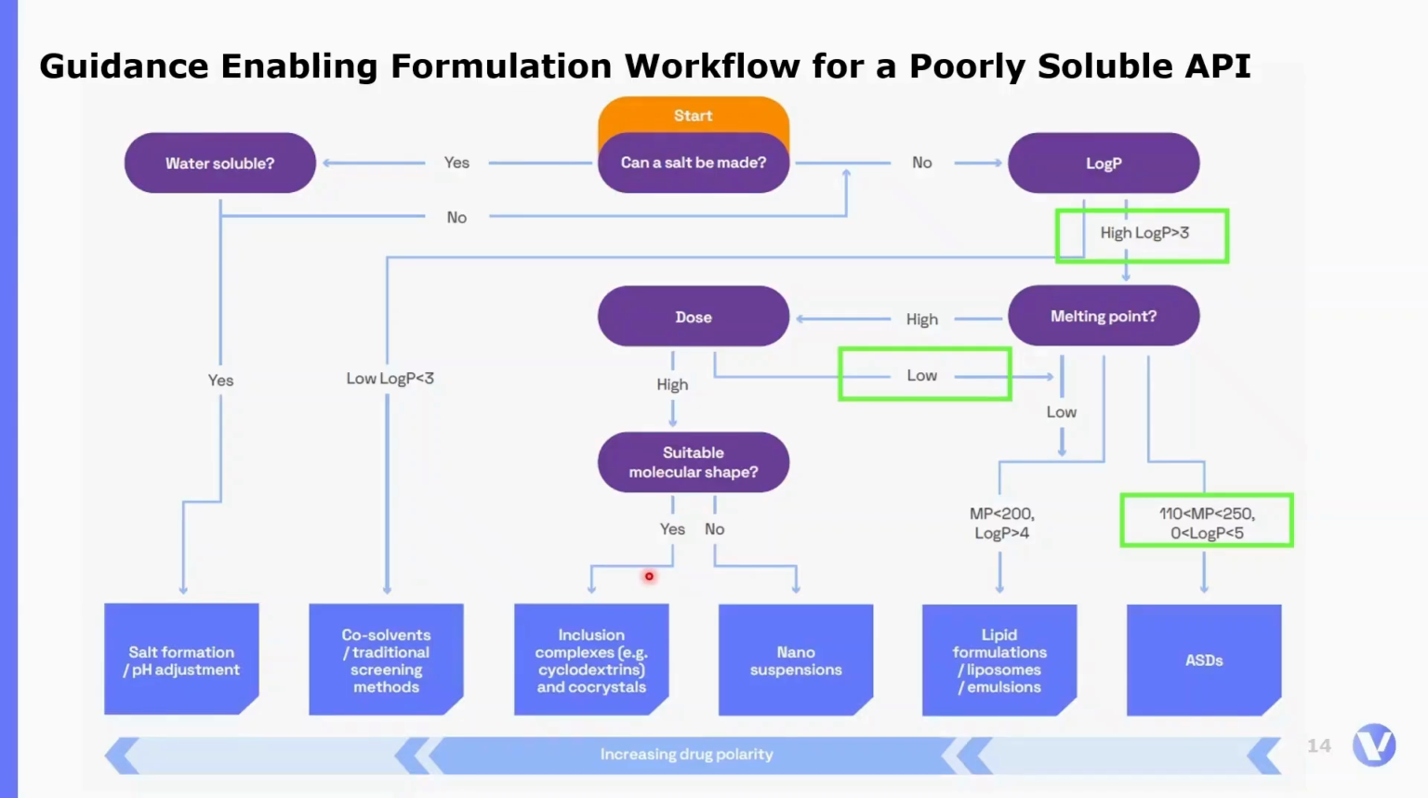The answer really depends on the specific property of the API. At Amorphous, we have developed a formulation workflow. The physical property of the API can guide us on the choice of the final formulation. This workflow includes a wide range of technologies such as salt formation, co-solvent screening, inclusion complex and co-crystals, nanosuspension, lipid formulation, and amorphous dispersion. For Piroxicam, the key parameters such as the log P, the dose, and the melting point really strongly indicate that ASD is a promising technology to pursue.